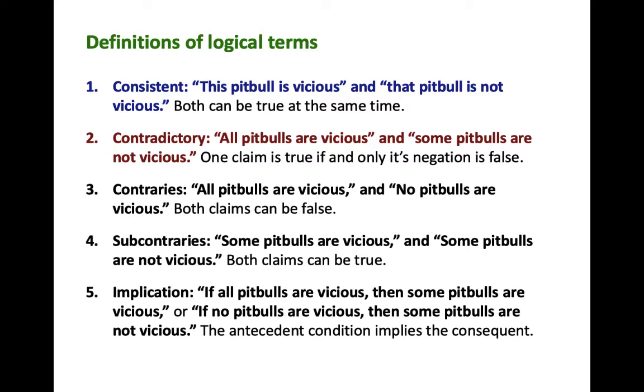Contraries. All pit bulls are vicious, and no pit bulls are vicious. Both claims can be false. But both cannot be true. Subcontraries. Some pit bulls are vicious and some pit bulls are not vicious. Both claims can be true.